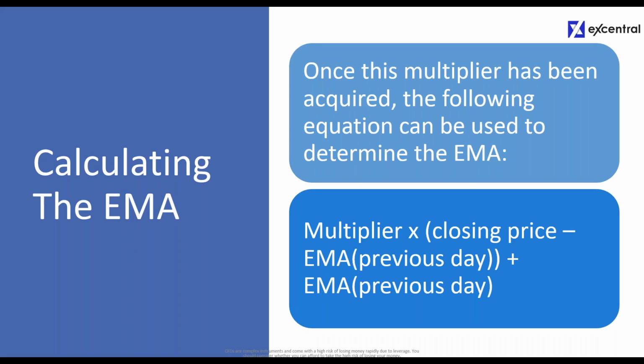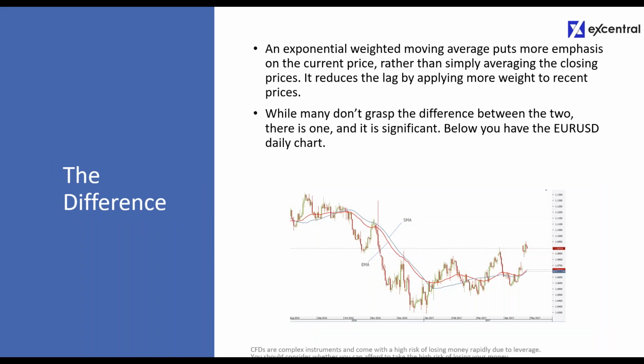So once the multiplier has been acquired, the following equation can be used. We take the multiplier times the closing price, and then we subtract the previous day's EMA and add the current day's EMA, because we're taking away one period from the far end and adding the most current period.